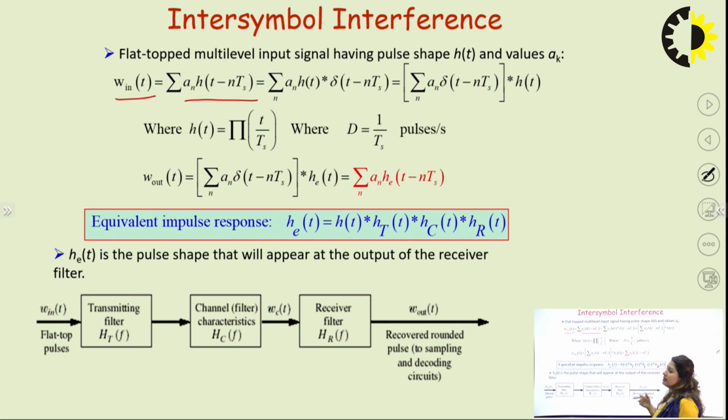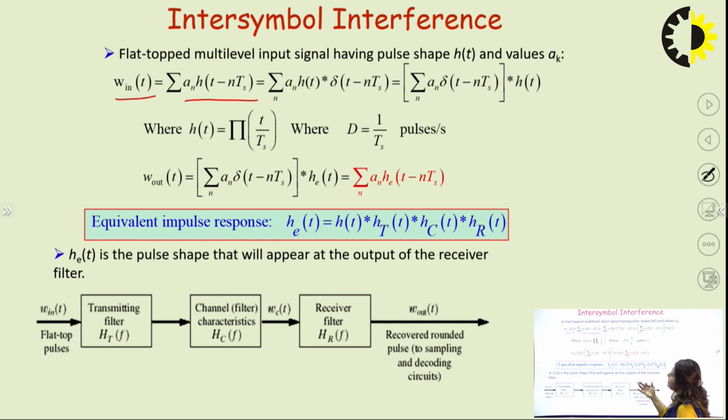So the impulse response is according to that. Initially the first pulse has an impulse response of h(t), the second pulse has an impulse response of h(t − T_s), the third pulse has an impulse response of h(t − 2T_s), then 3T_s and so on, having an amplitude A_n. So A_1 is the amplitude for the first pulse, A_2 is the amplitude for the second pulse and so on.